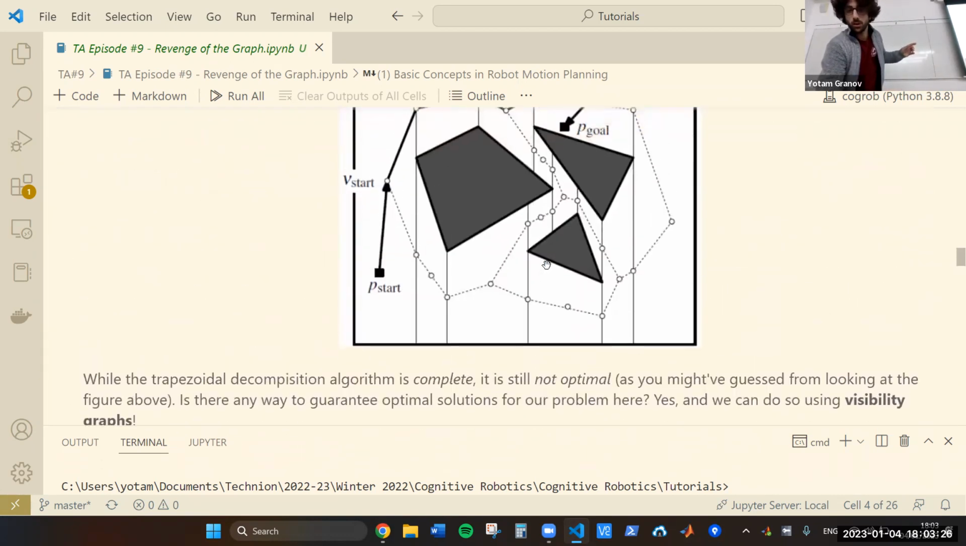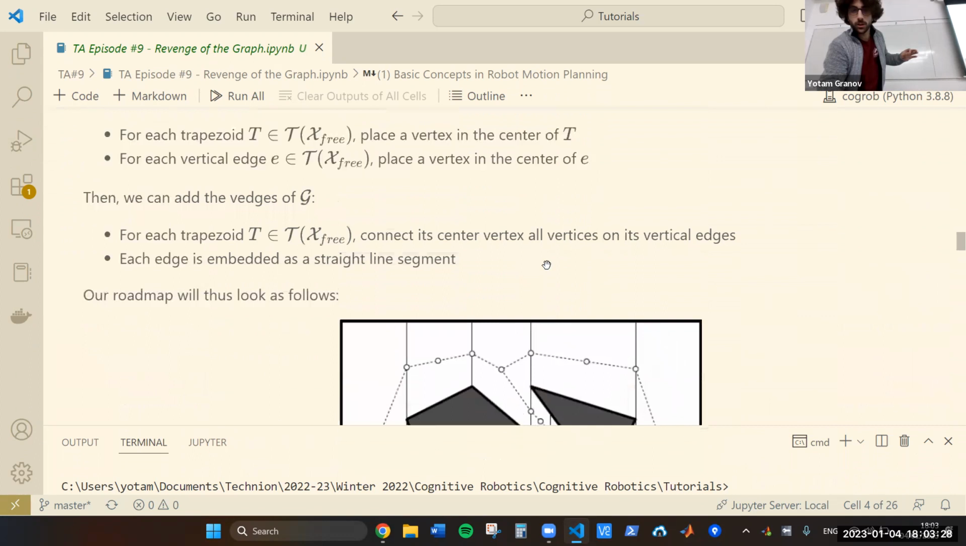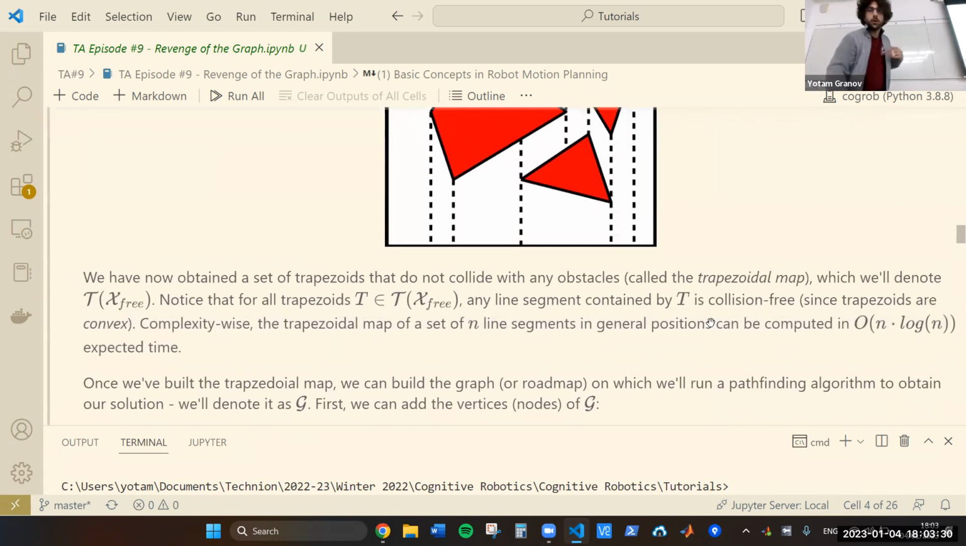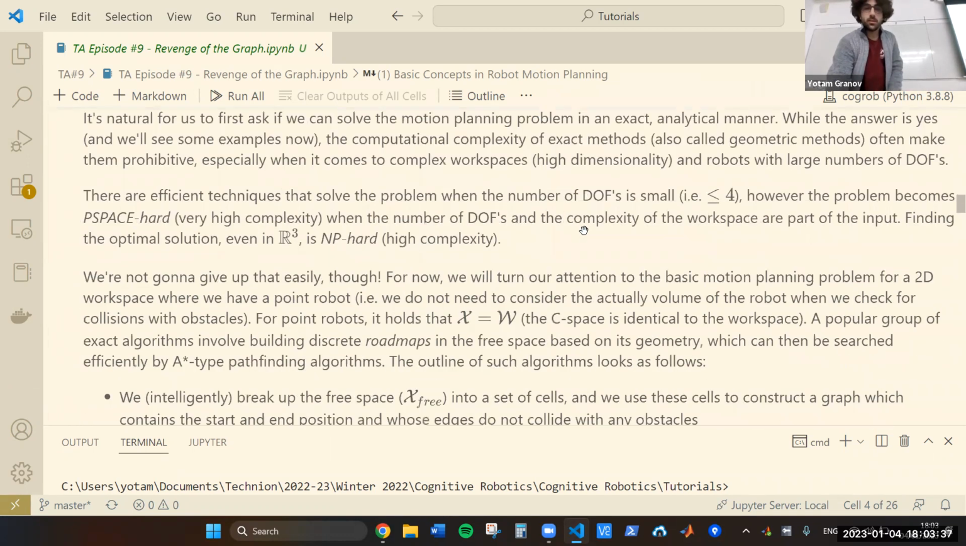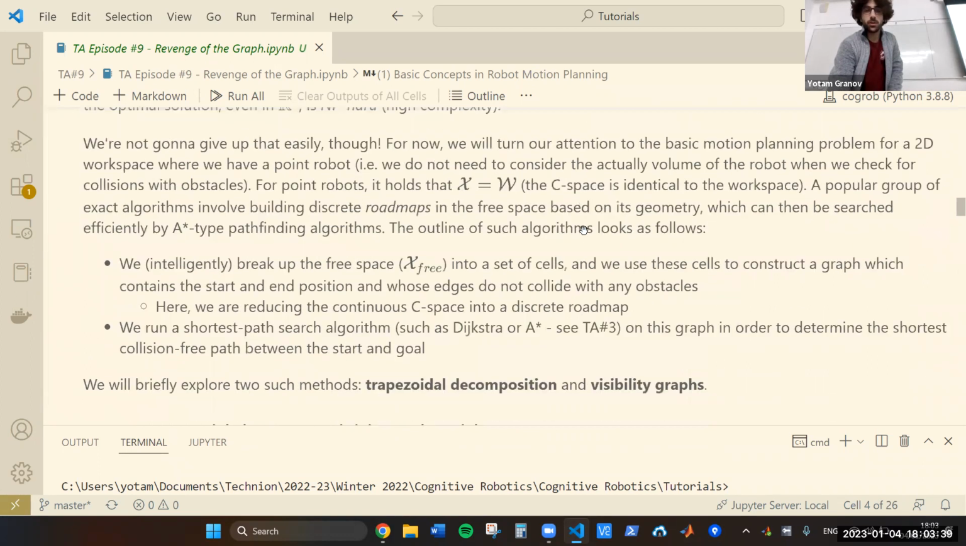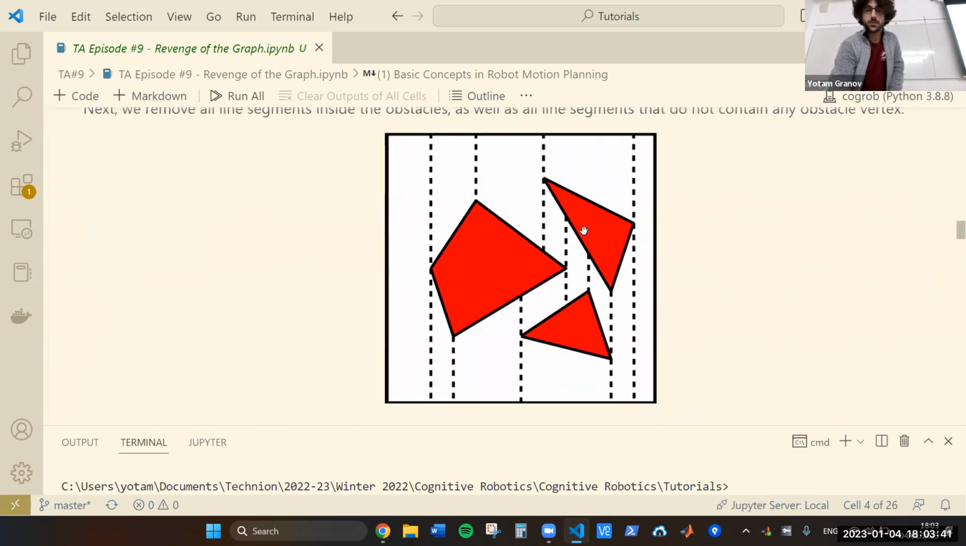Whereas if we go back to trapezoidal maps, I think I glossed over it a bit, but we can build a trapezoidal map in n log n time and not n squared log n time. So it's a bit faster, but again, it doesn't guarantee optimality. So that's, again, the cost versus quality trade-off that we have to deal with in these kinds of algorithms.